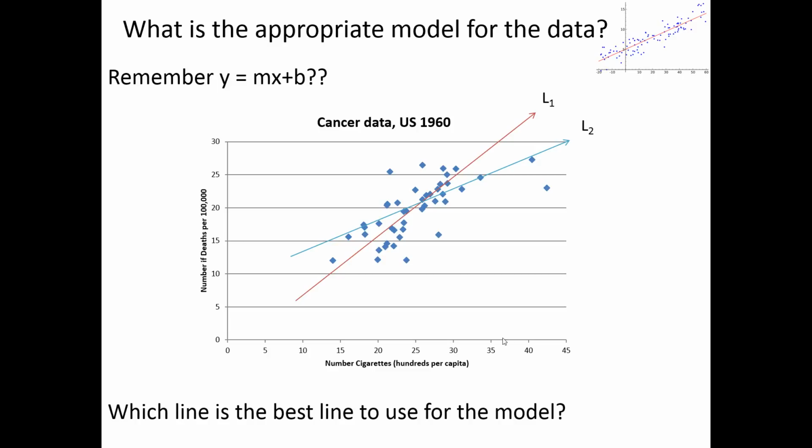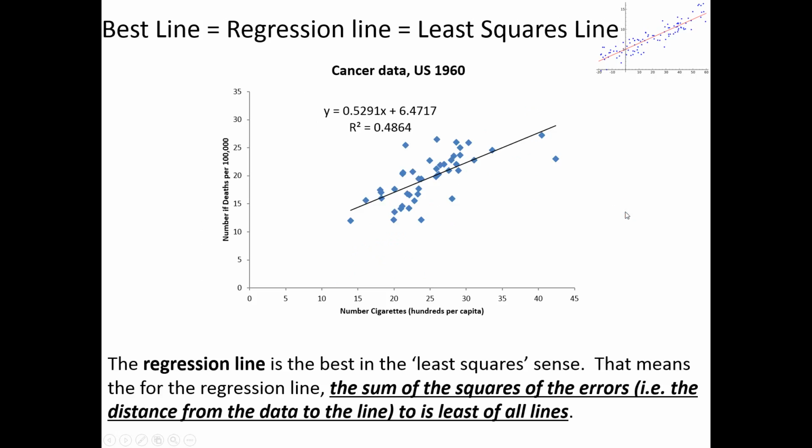But the question is, what's the best line to use for the model? If we wanted to make a linear model for this data set, if we decided there was a linear relationship between the number of cigarettes and the number of deaths, what would be the line that best models this relationship? So what do we need for the line? We need the slope and we'll need the intercept.